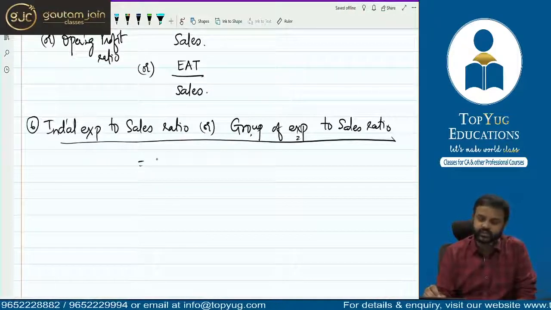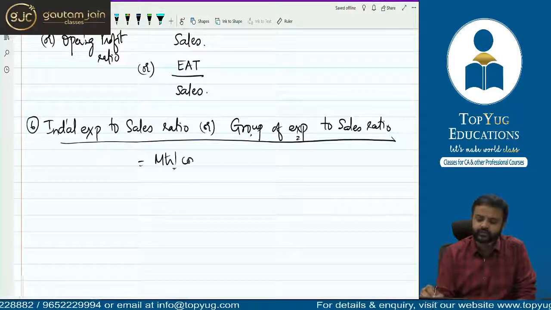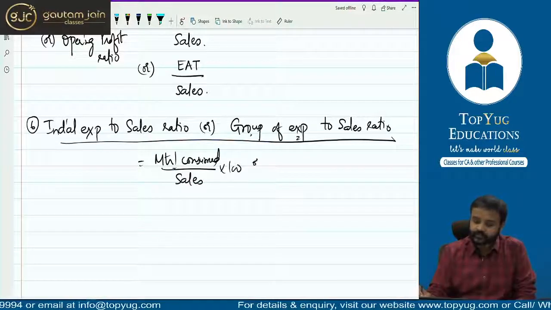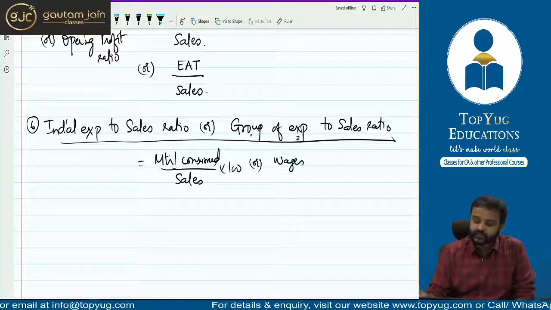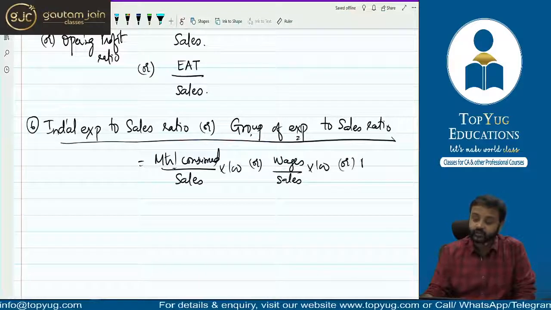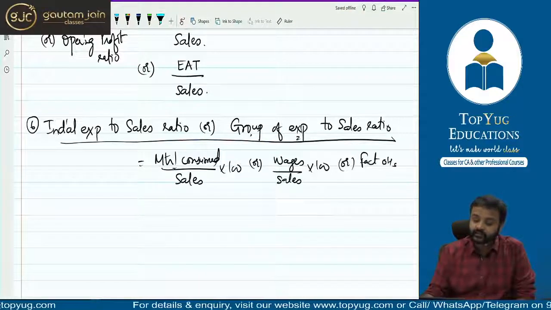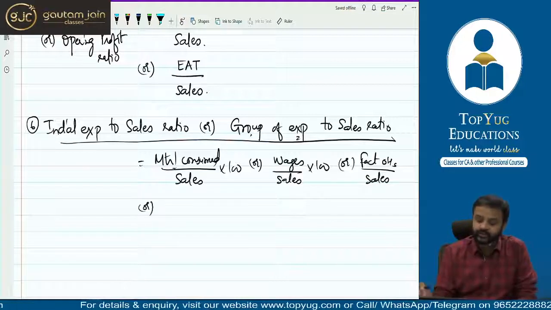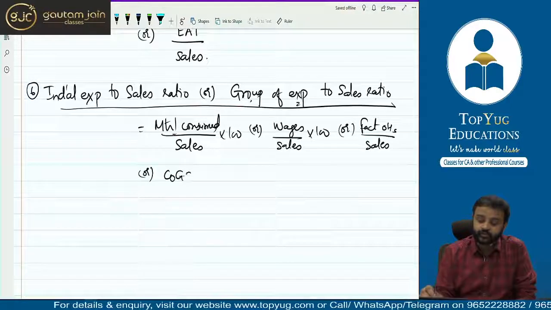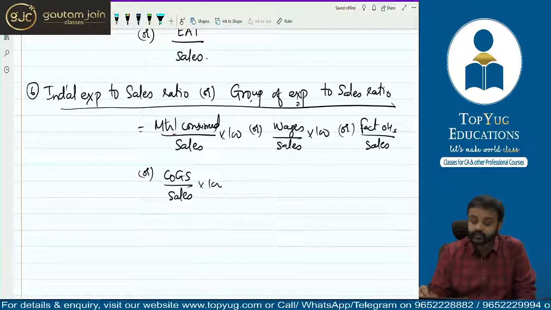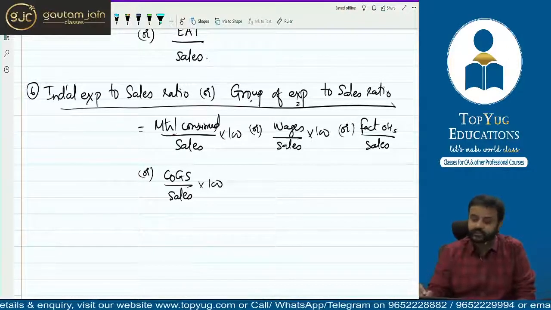That means what? You'll say, sir, like material consumed to sales into 100, you might say. Or you'll say, sir, wages by sales into 100. Or you may say, sir, factory overheads divided by sales. Correct? Or if I talk about group of expenses ratio, you might say, sir, cost of goods sold by sales into 100. This can be a group of expense to sales ratio.